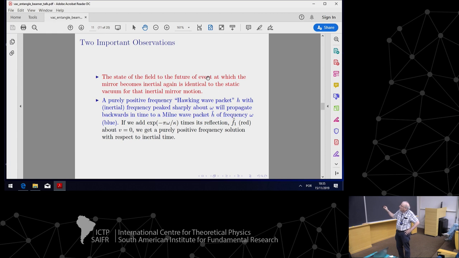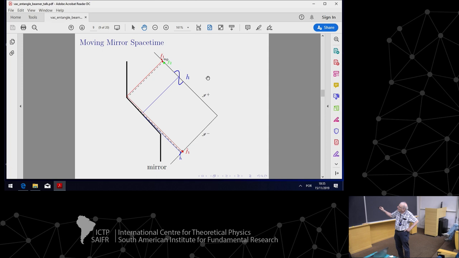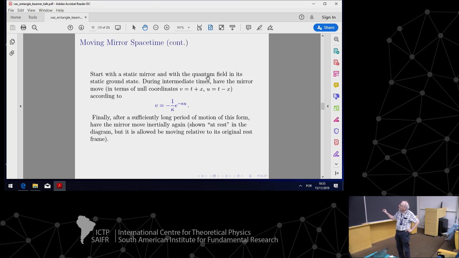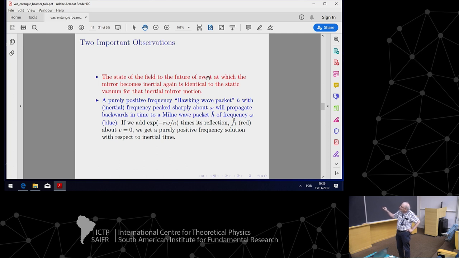And in particular, by the mathematics of the calculation I was showing you, if I add this factor times its reflection about v equals zero, the asymptote of the null line, to get this red squiggly thing, then when I add a linear combination of these two things, I get something that's purely positive frequency with respect to inertial time. So that's one important fact about the mirror trajectory.